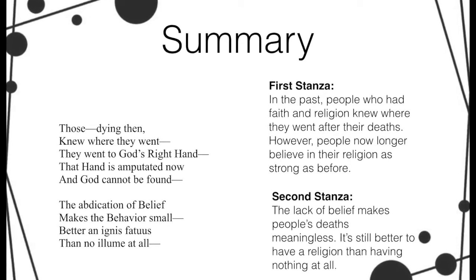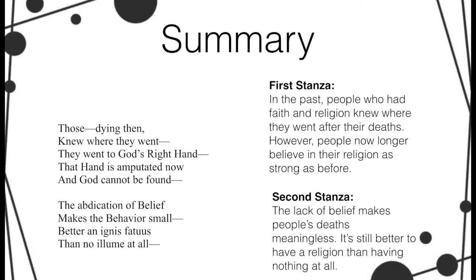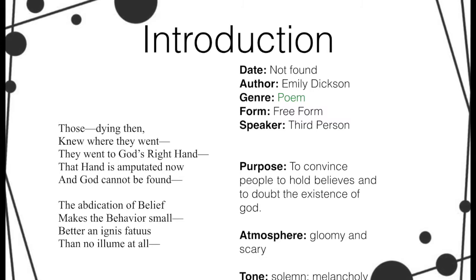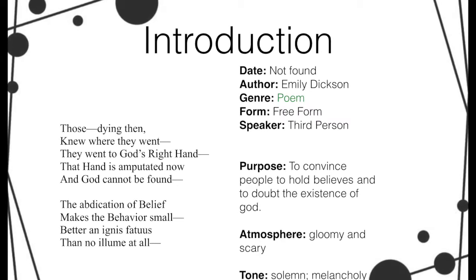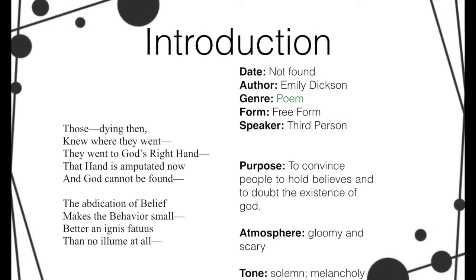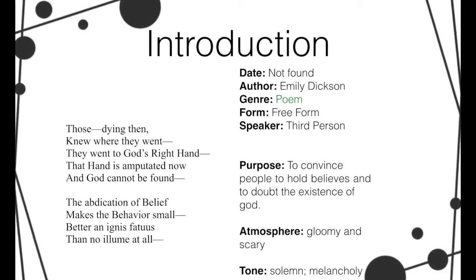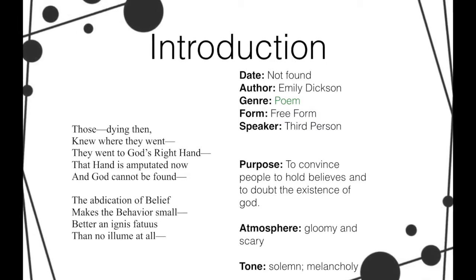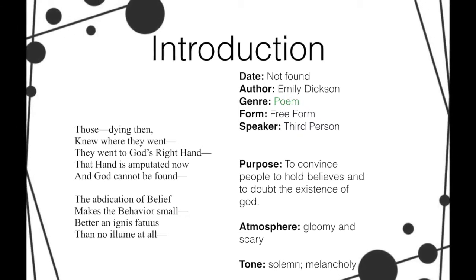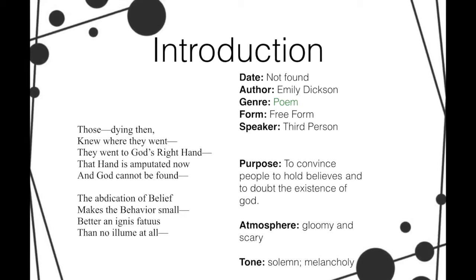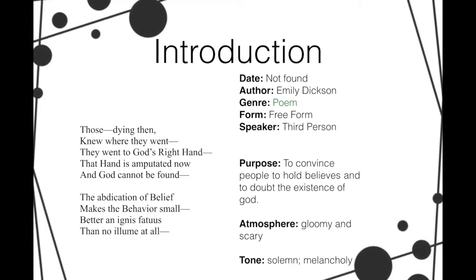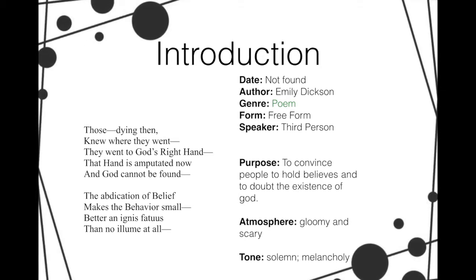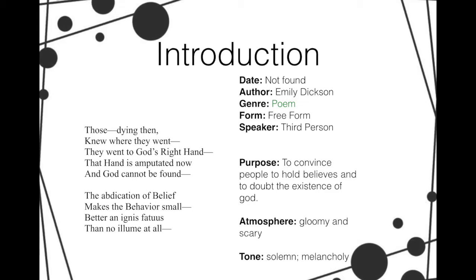Next, I'm going to give an introduction to this poem. So the date of this poem is not found, and the author is Emily Dickinson. The genre is a lyric poem, and it is written in free form. And the speaker of this poem is in third person. And the purpose of this poem is to convince people to hold beliefs and to doubt the existence of God. And the atmosphere of the poem is gloomy and scary, and the tone is solemn and melancholy.